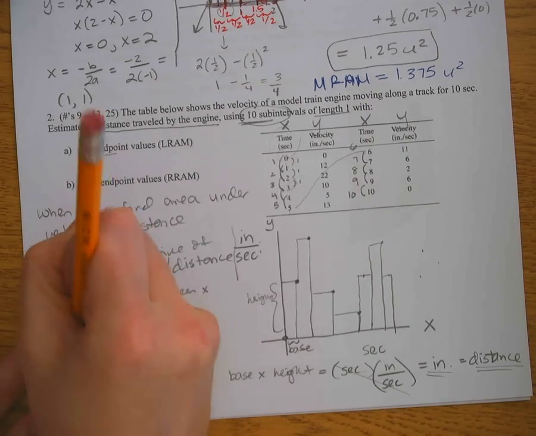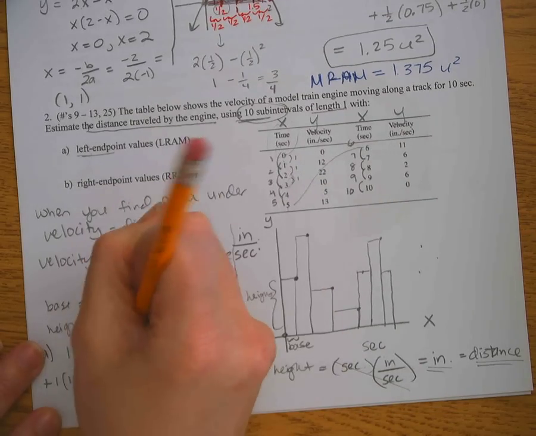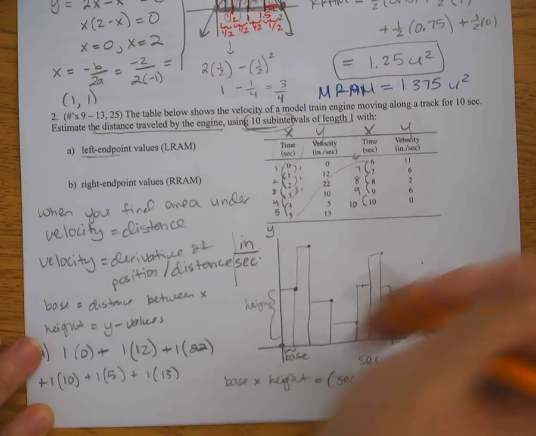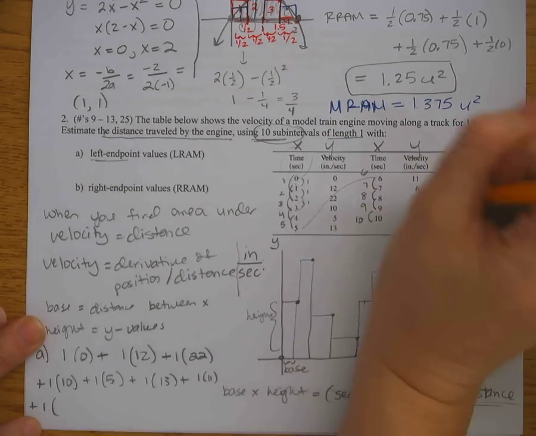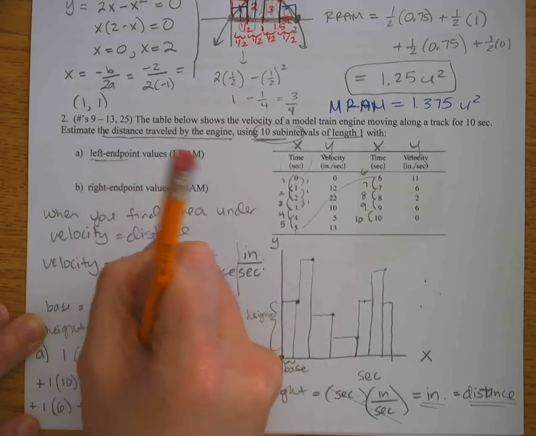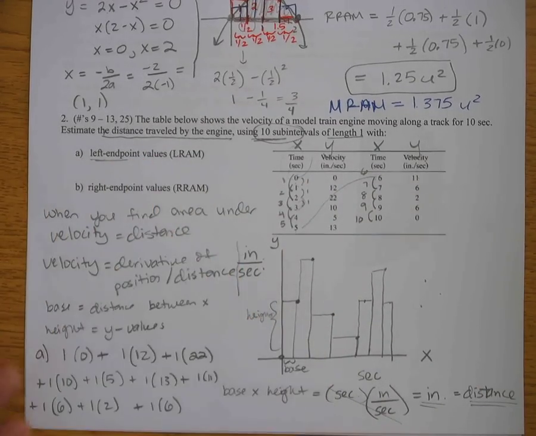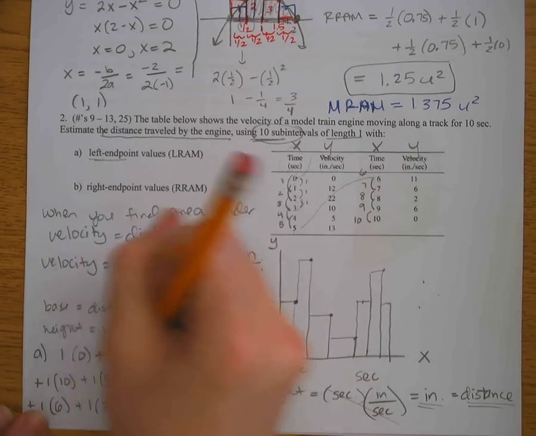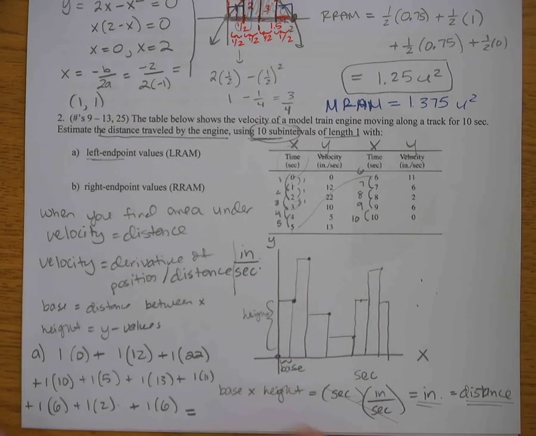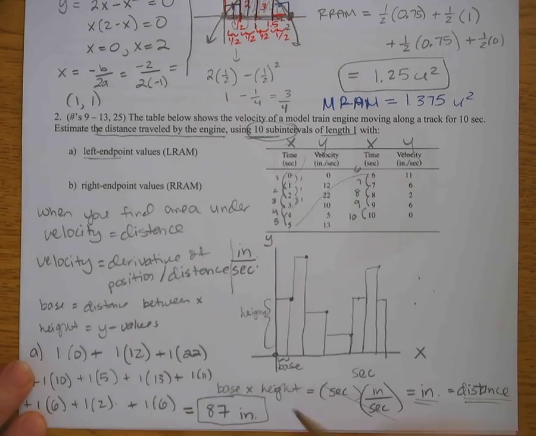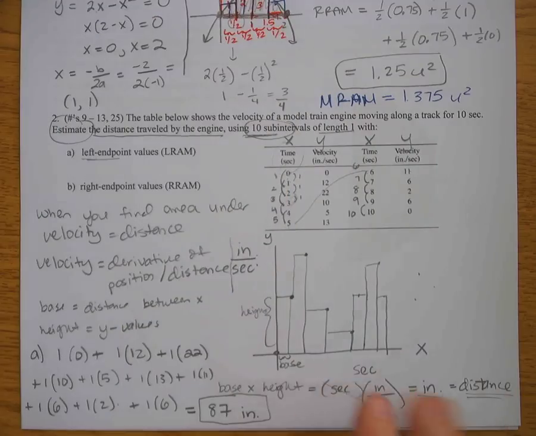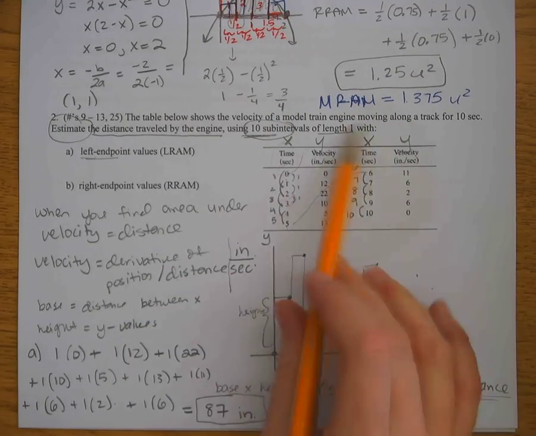So then I'll use the 10, and then the 5, the 13, the 11, the 6, the 2, and the 6. So that's 1, 2, 3, 4, 5, 6, 7, 8, 9, 10. So there we go. We have all of our 10 areas, or rectangles. I need to now multiply all that and add it all together. And when I do, I get 87 inches. So that is the total distance traveled, or at least an estimate of the distance traveled by this model train in the first 10 seconds.